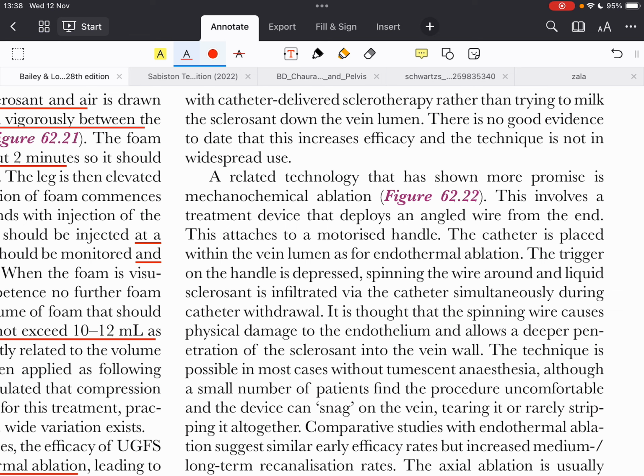A related technology that has shown more promise is mechanochemical ablation. This involves a treatment device that deploys an angled wire from the end.